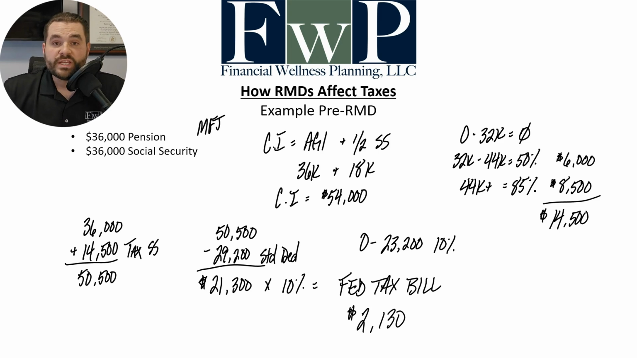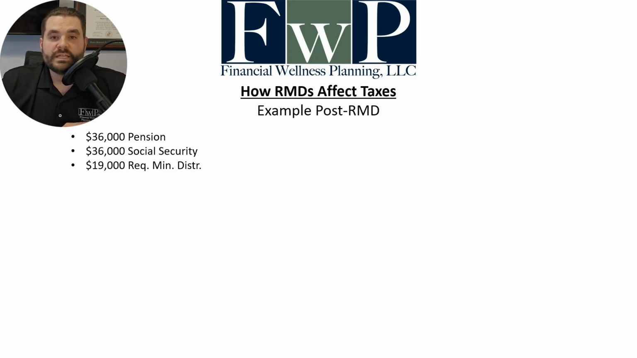But what we want to know is what happens when that RMD comes into play. To show you how your RMD could make a drastic change in your tax bill in retirement, we're going to use the same couple, but we're going to also assume that they're the ones with the $500,000 retirement account. We still have to go through the same calculations.